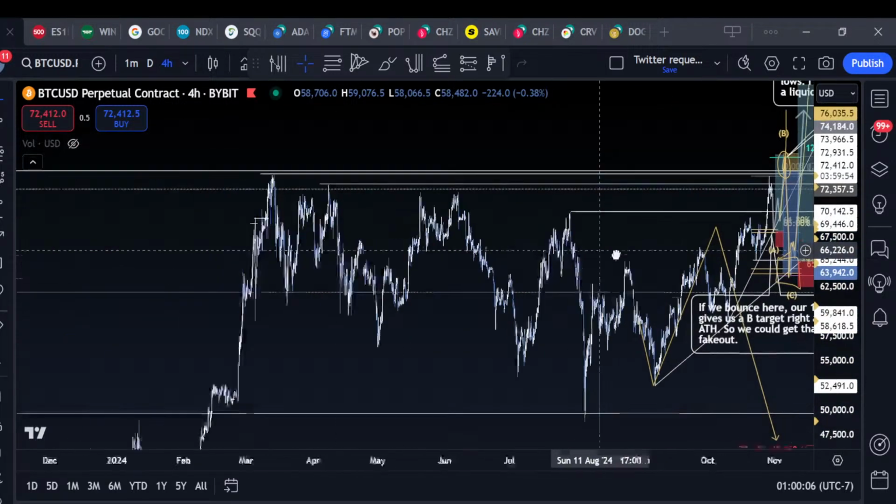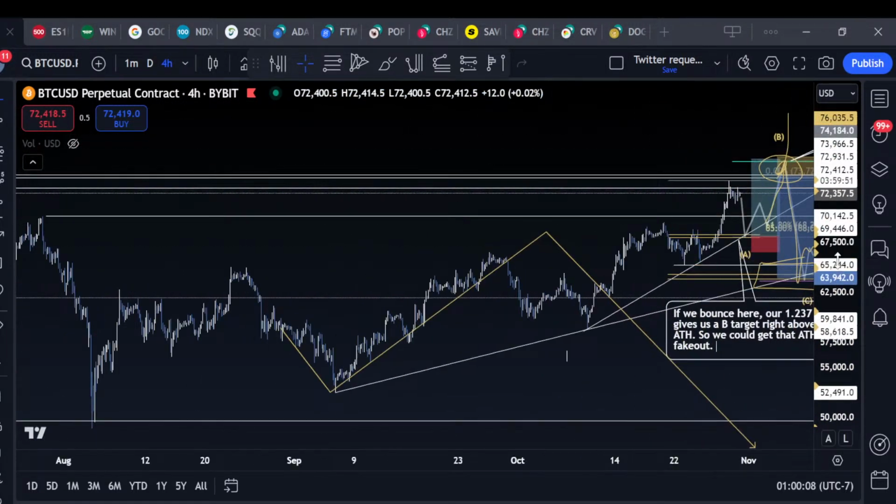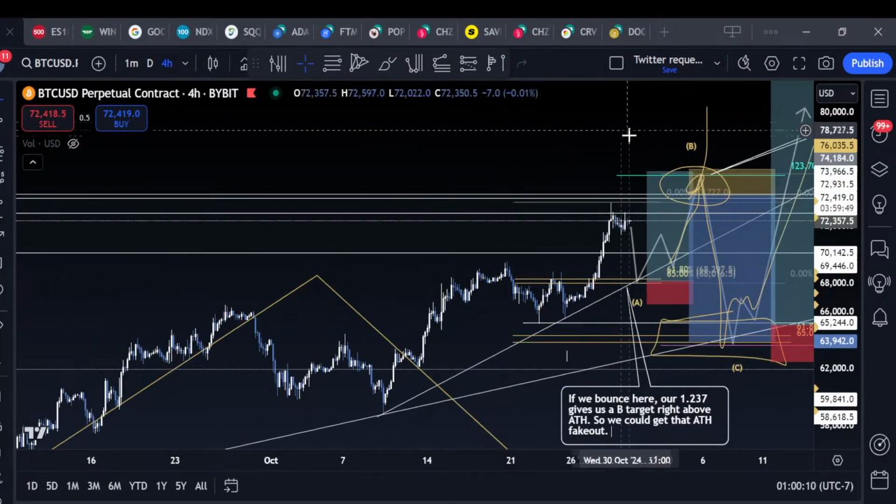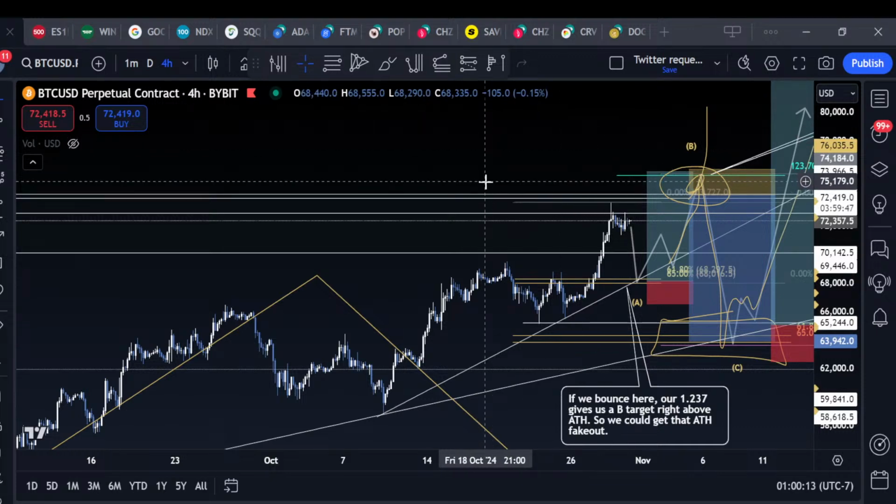So that's how I like to approach it. I'm not trying to guess what Bitcoin's going to do. I'll take some longs on Bitcoin on clear setups. That does not mean I'm just going to ignore the structure of every other chart.